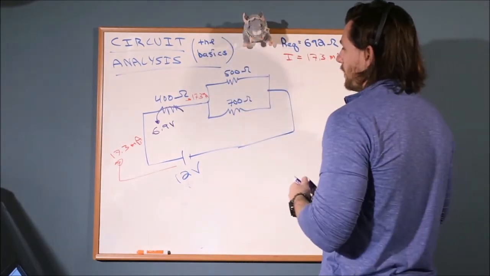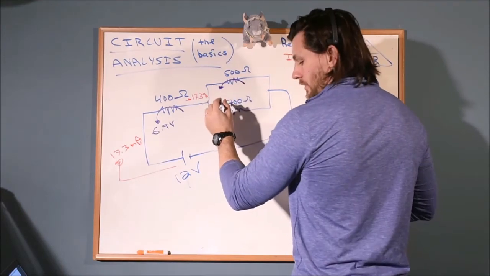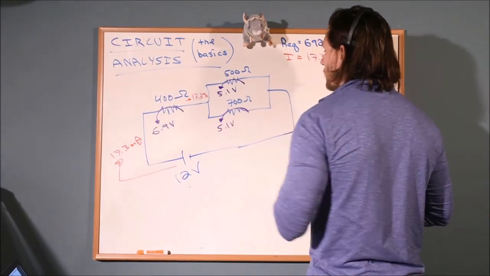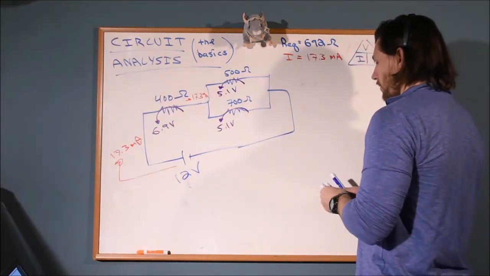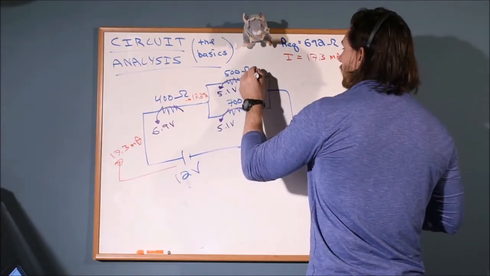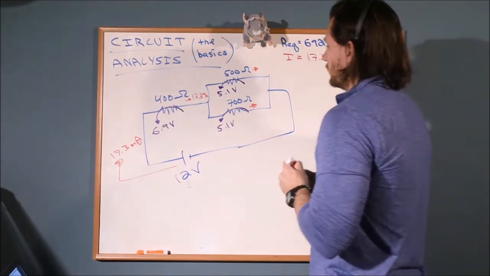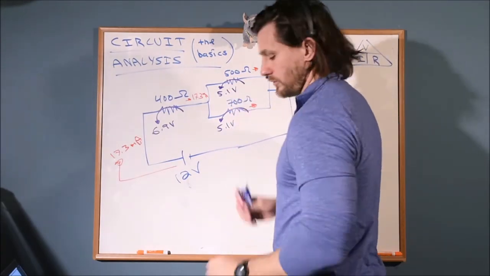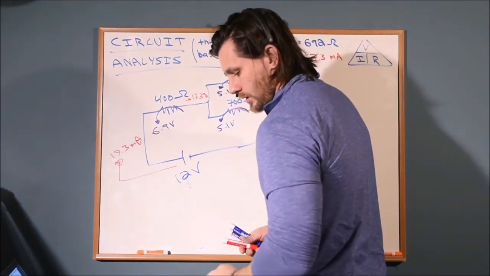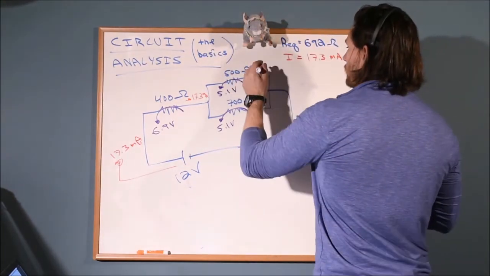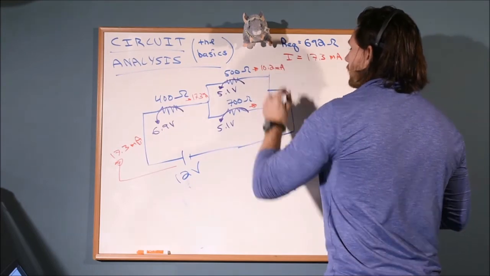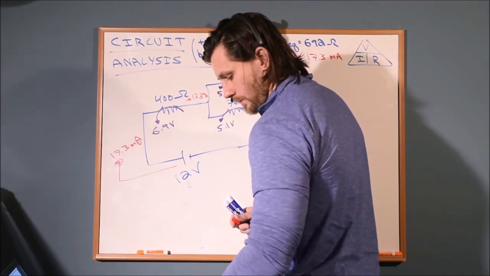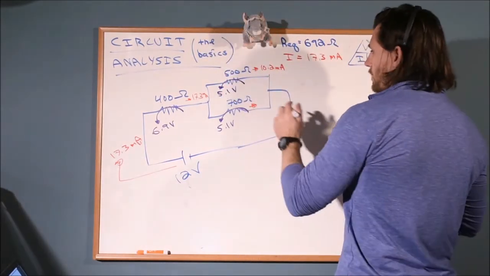5.1 volts. And because these are in parallel, they both must have the same voltage. 5.1 volt drop here, 5.1 volt drop here. And again, if you can play 2 out of 3, you must play 2 out of 3. So our current is going to be whatever it is here, whatever it is here. I is V over R, so 5.1 divided by 500 gives 10.2 milliamps here. And then we have 5.1 volts on the bottom one divided by 700 ohms, and we have 7.3, we'll call it.